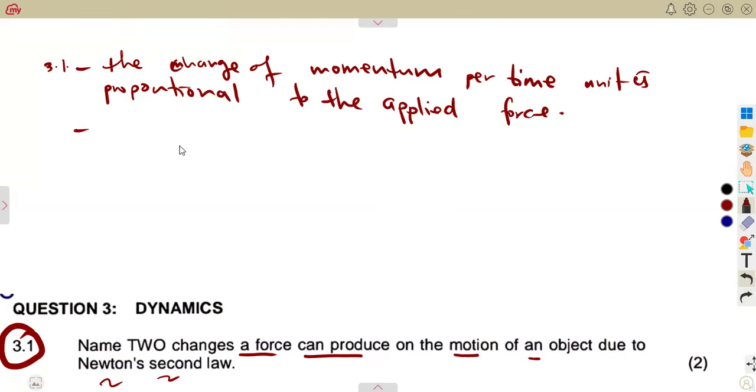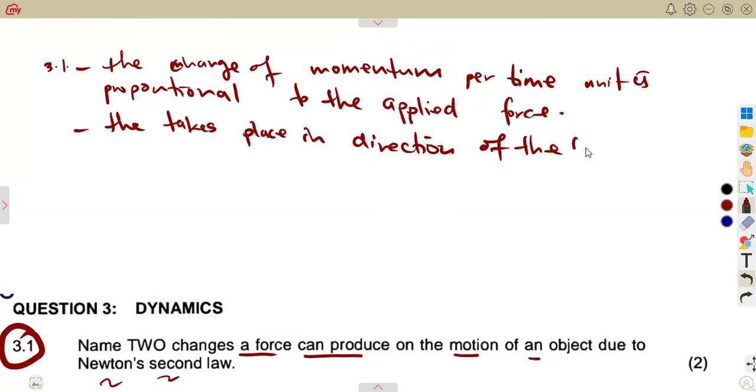Also, we can consider the change takes place in the direction of the working line of the force. So that is also what you need to consider on that other part, which is the two changes that you can have.